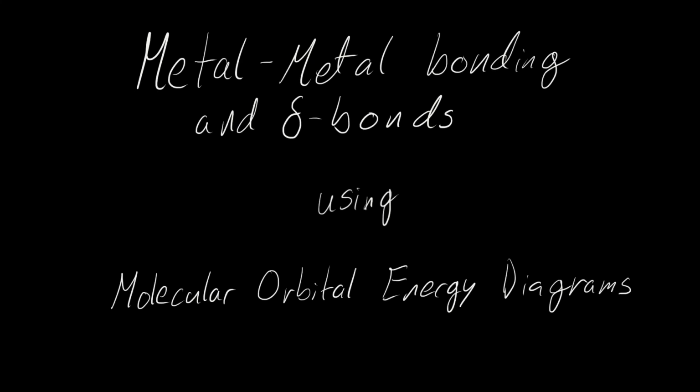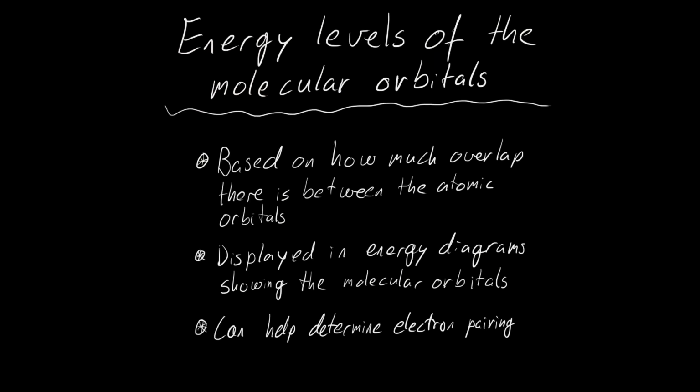Hi, I'm Martin, and this video is about metal-metal bonding and the possibility of quadruple and even quintuple bonding. Metal-metal bonding using d orbitals can seem overwhelming, but really it is fundamentally talking about how much the orbitals of the two metal atoms overlap, and then creating energy diagrams for the molecular orbitals.